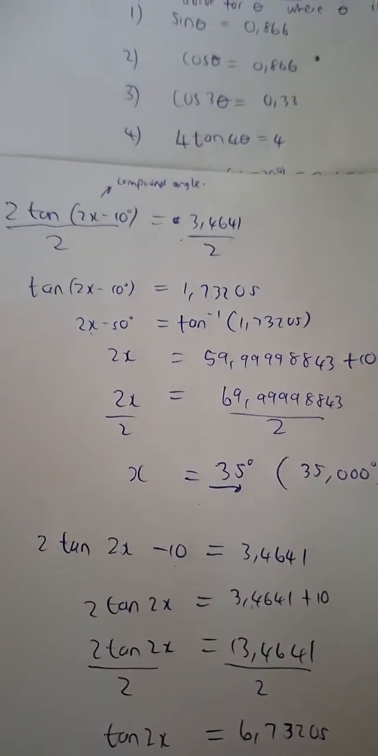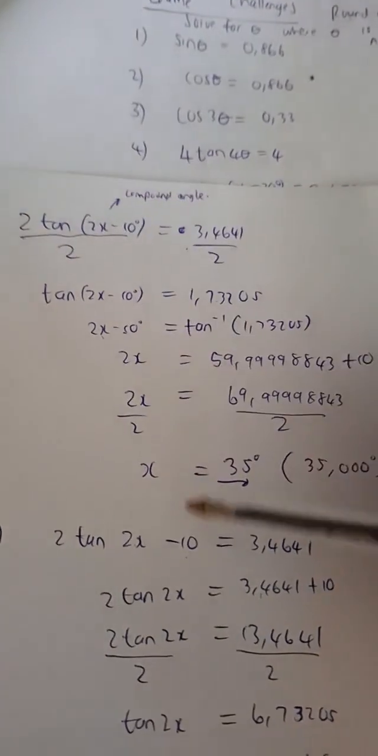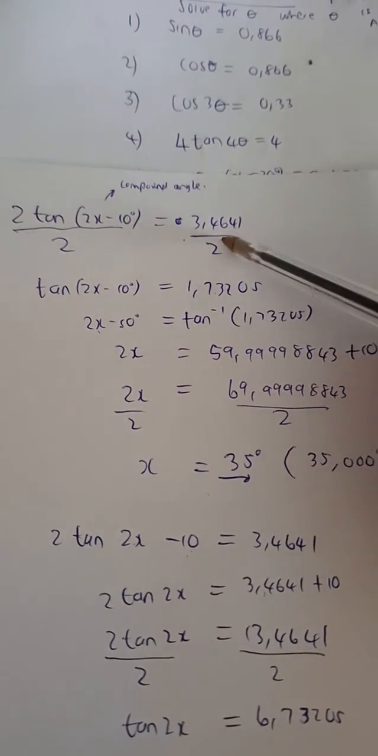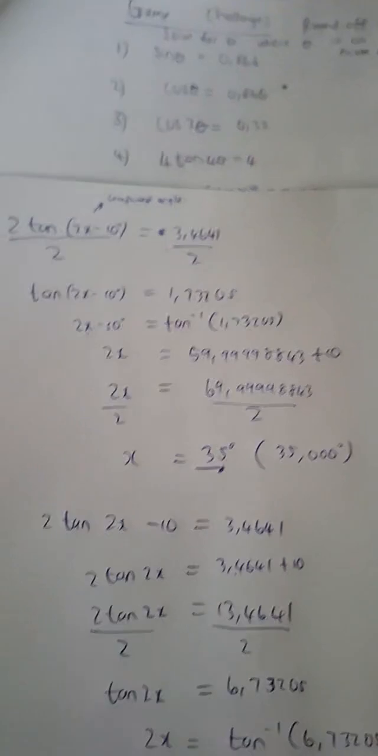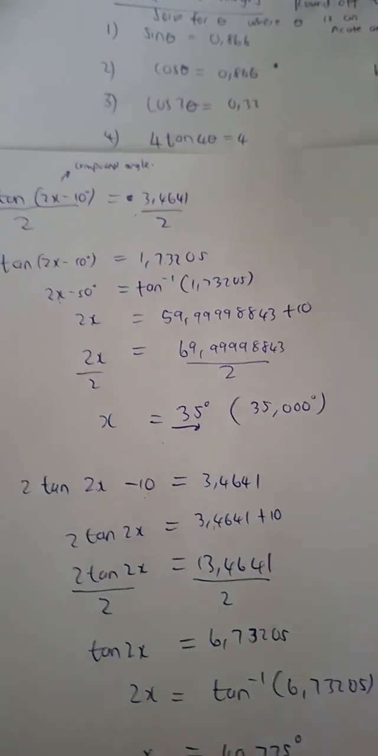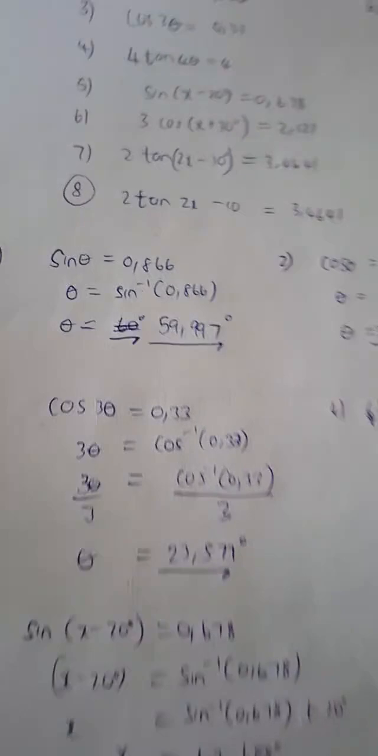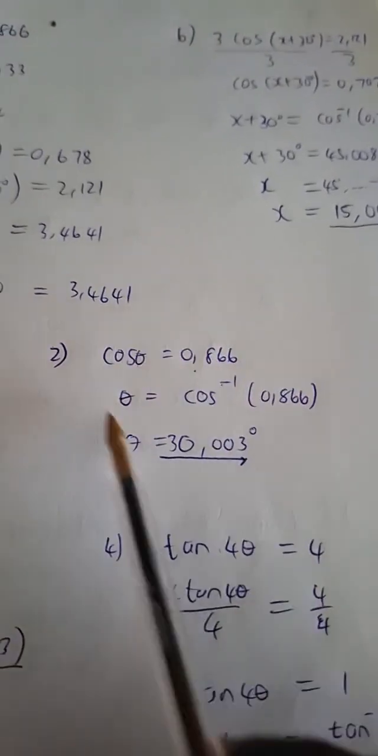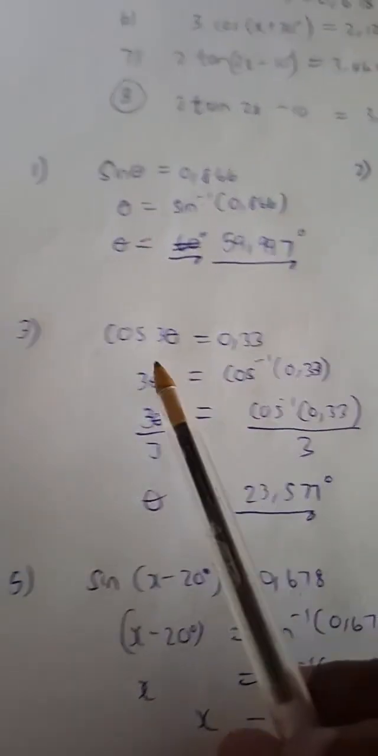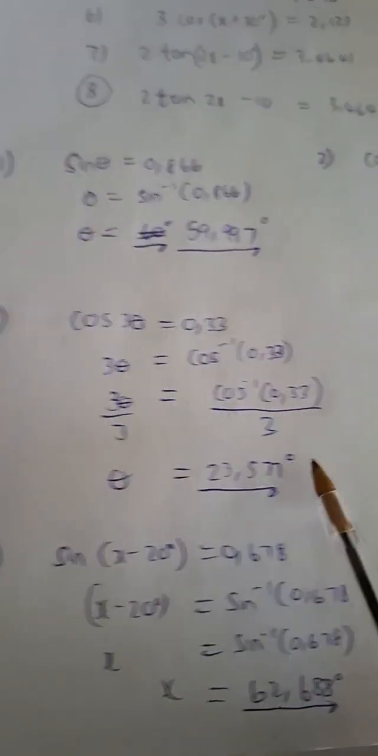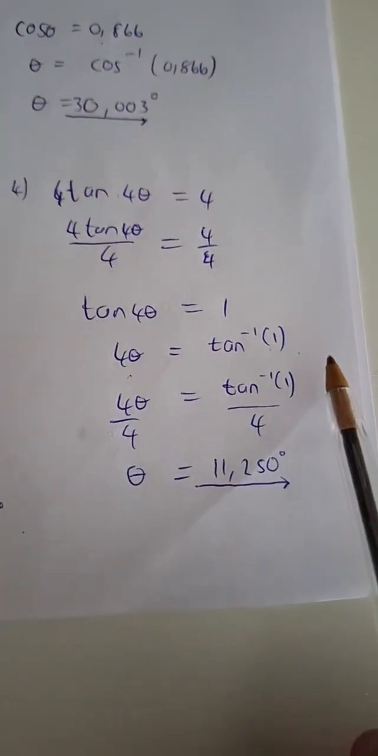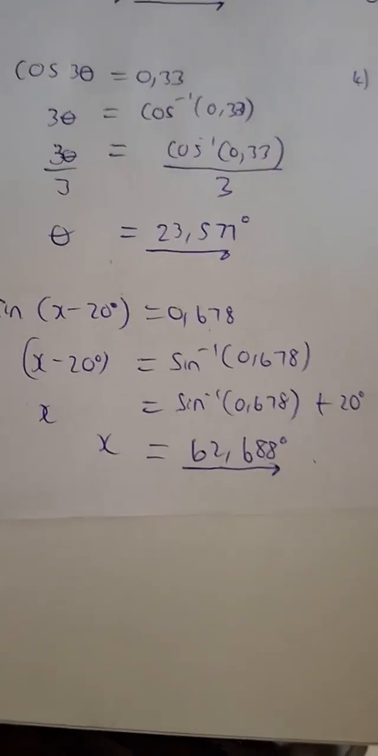Okay, awesome. All right, then this was the previous one that we did, because unlike this one, it was 2 tan 2x minus 10, the compound angle in this case, equal to 3,4641. That's how we had done that one. Our rounding off was round off to 3 decimal places. This was the first one we had done, the second one, the third one, the fourth one, the fifth one that we did.